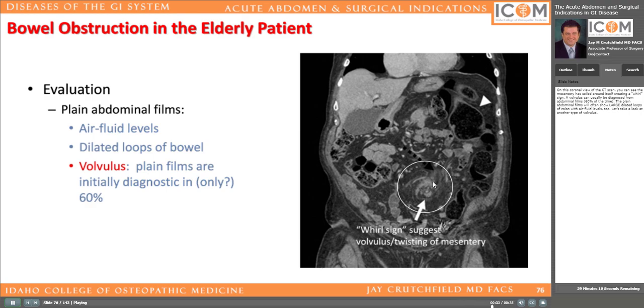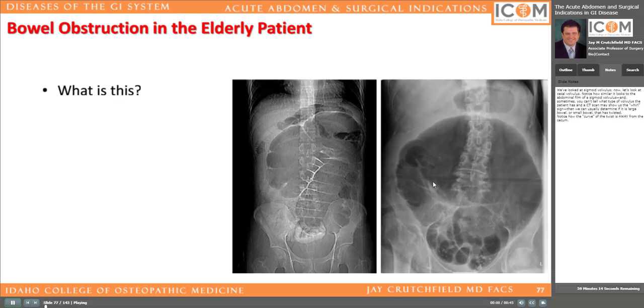Let's take a look at another type of volvulus. We've looked at sigmoid volvulus. Now let's look at a cecal volvulus.